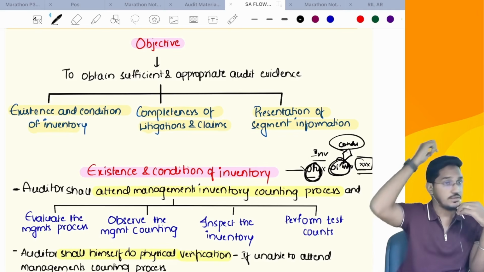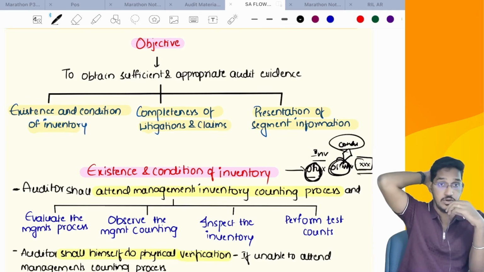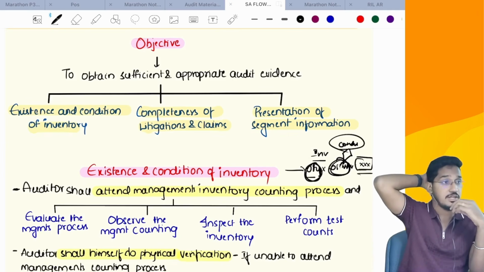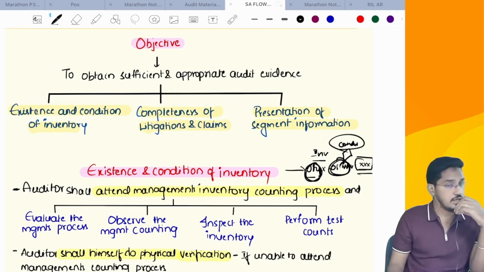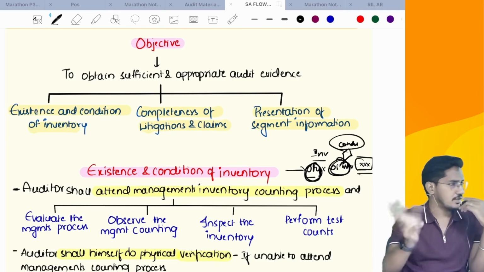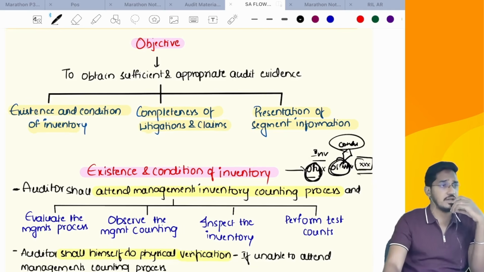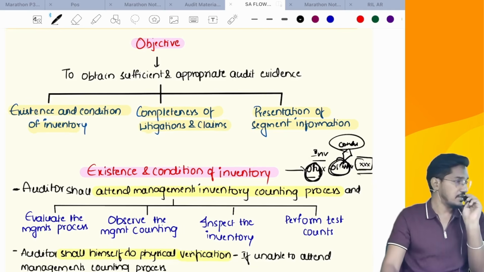Like even in CARO, we are required to report whether management has done the physical verification at reasonable intervals or not. And what is a reasonable interval for inventory verification? Once in every year they will do. Generally most of the companies will try to plan it around the year end. So many companies will do it as on 31st of March. A few companies will do 5 or 10 days before or after. So many of the companies will plan their physical verification near the end of the financial year.